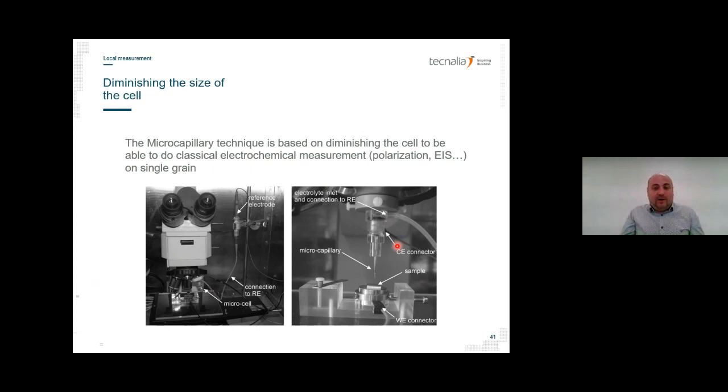And we can go quite low. There is a microcapillary that goes down to 10 to 20 microns. So we can measure single grains, for example, in an alloy. That is very interesting.